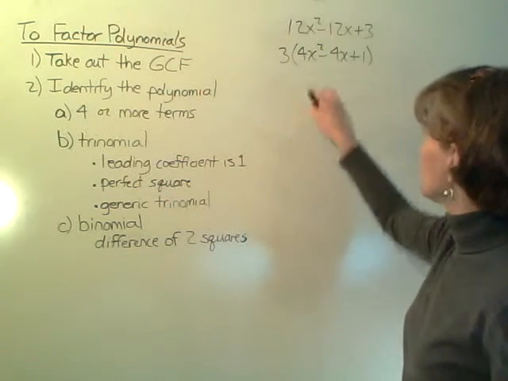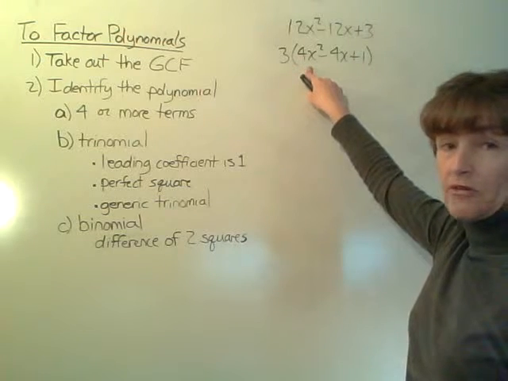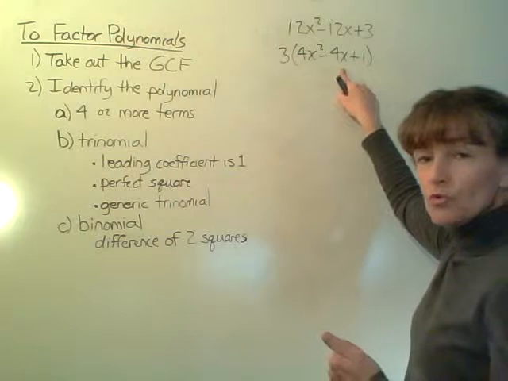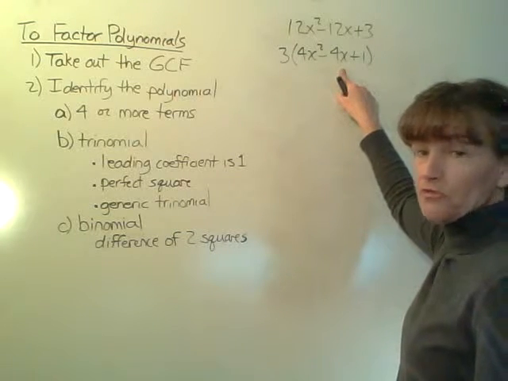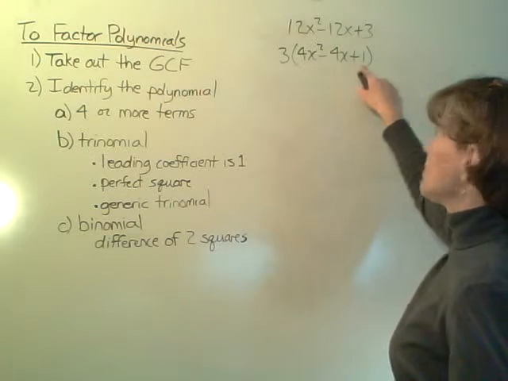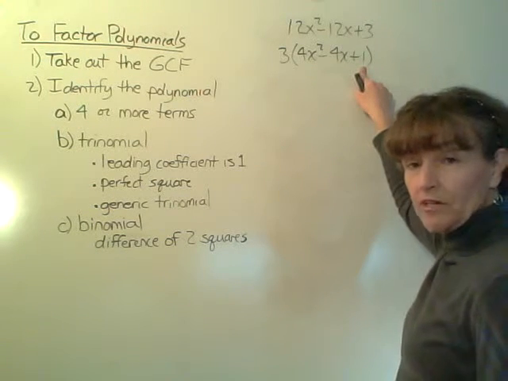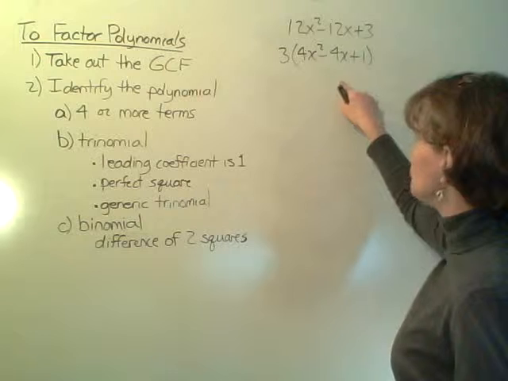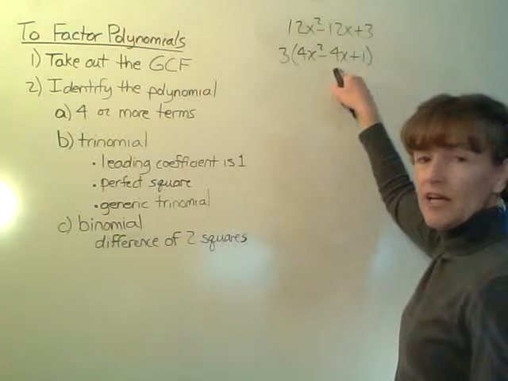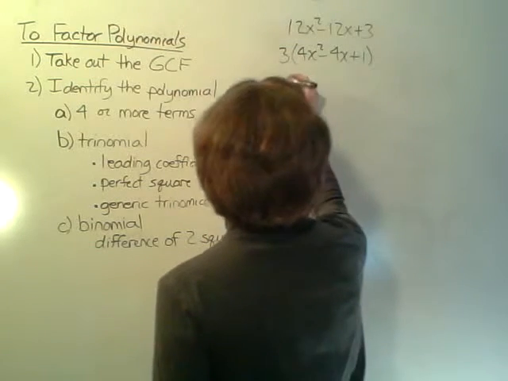Is it a perfect square? Well, the first term is a perfect square. The last term is a perfect square. But the middle term has to be 2 times the square root of the first term, which is 2x. So 2 times 2x, times the square root of the last term, which is 1. So is the middle term 2 times 2x times 1? Well, yes, it is. So this is a perfect square trinomial. And I'm going to factor it that way.